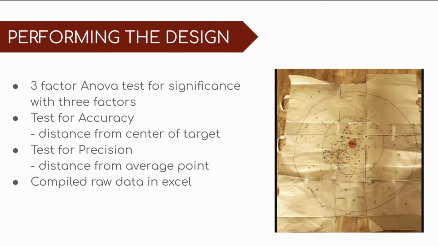And then for precision we did the distance from an average point, and by average point we mean, for example, you'll see whenever we have a clear target, if we know that, okay, this is usually where this person's drops fall around, then that's how we're going to test for precision. And then we ended up compiling that raw data in Excel.